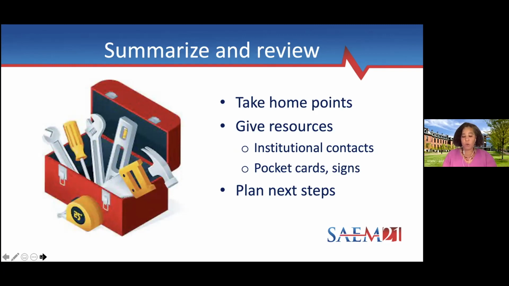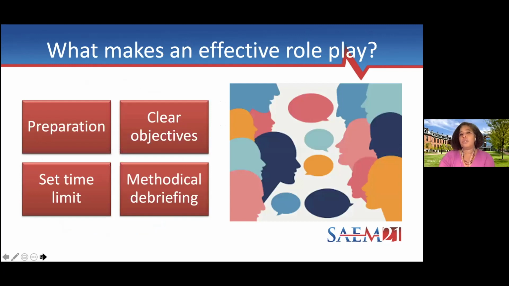Also, make sure that your learners know what the institutional contacts are if they need to file a report, or if they need to talk to someone higher up if they've experienced issues with microaggressions and bias in the actual workplace. And then finally, you want to plan your next steps, because this role play should just be one of a series of steps that you're doing to help your trainees learn how to deal with these situations.